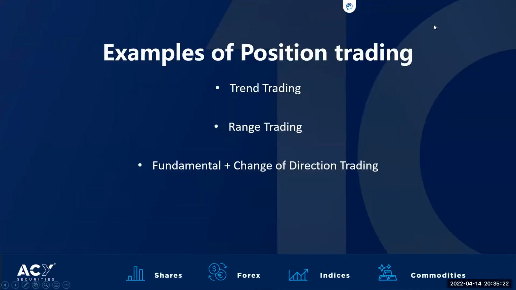Now, the examples of position trading that I'm going to cover for you right now. There are 3 different examples we'll look at. First of all, you've got trend trading, so trading in line with a trend. Then we'll have a look at range trading, which is when different instruments might trade in a longer term range. We'll look at an example on oil. It's very topical at the moment, so we'll go in and look at that.